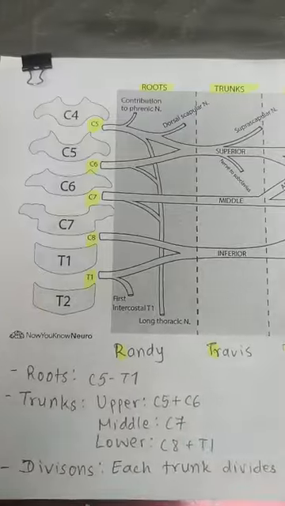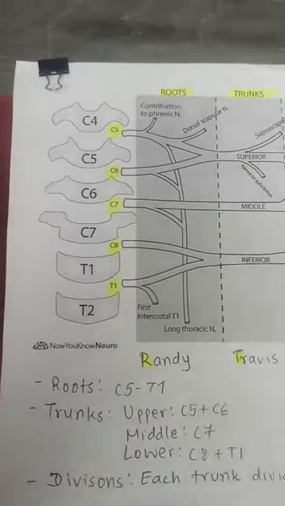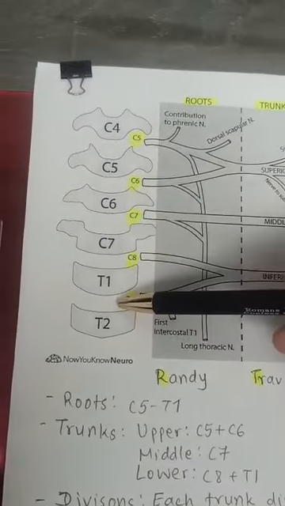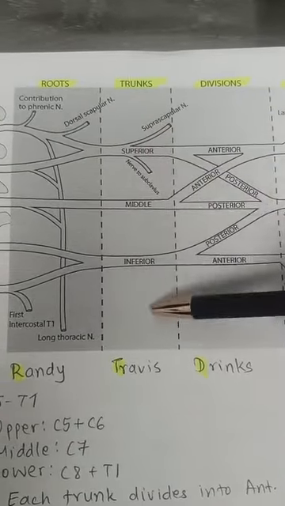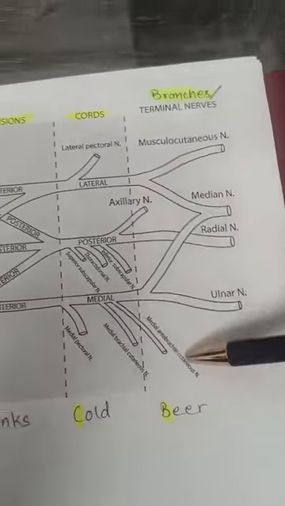Hello everyone. Today we are going to discuss upper limb tension test. First we are going to start with brief anatomy of the brachial plexus. The brachial plexus consists of the following parts: the roots, then the trunks, then the divisions, and then the cords, and the cords are divided into branches.